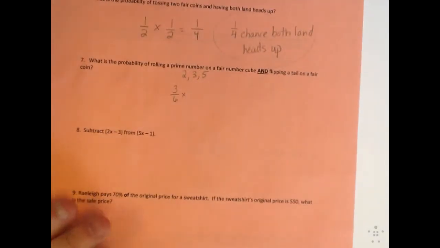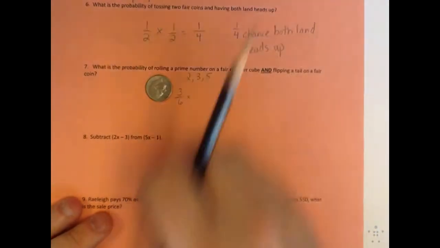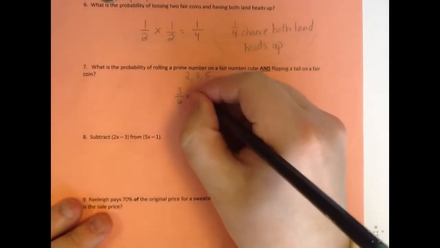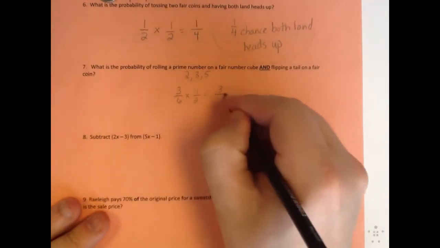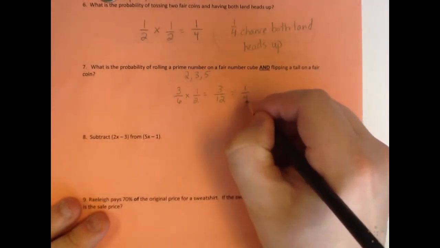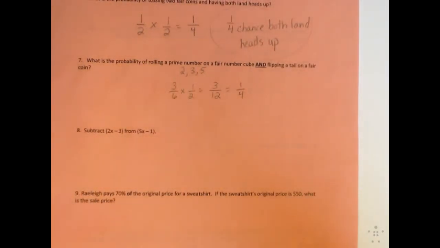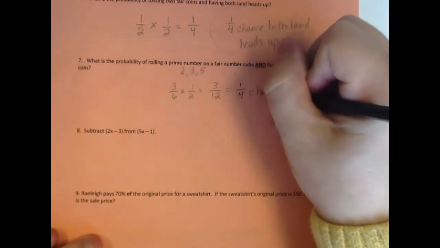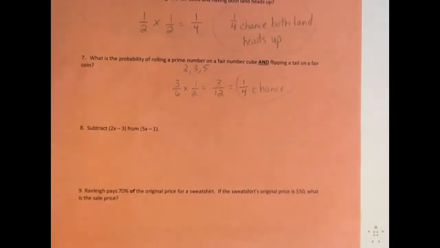Okay. The second thing we're going to do is flipping a coin. I have a chance of hitting a tails 1 every 2 times, so 1 over 2. I'm going to multiply those 2 fractions together. I get 3 over 12, or if I want to reduce, 1 out of 4. My probability of rolling a prime number on a fair number cube and flipping a tail on a fair coin, 1/4 chance. There you go. Thanks for bearing with me.